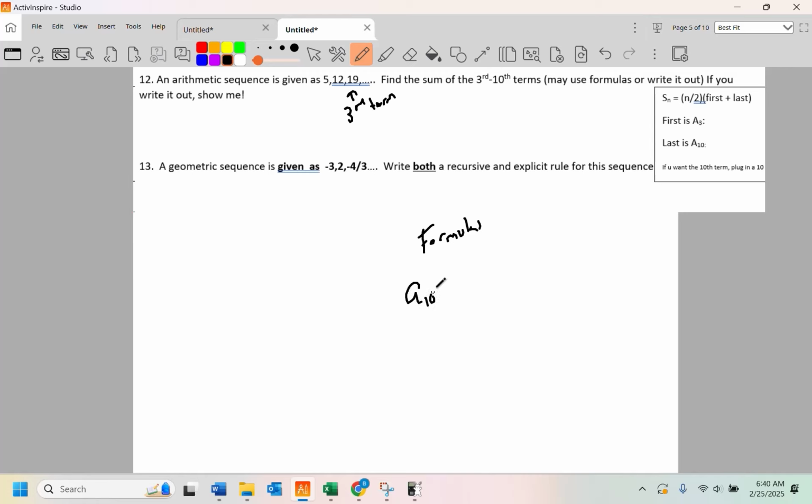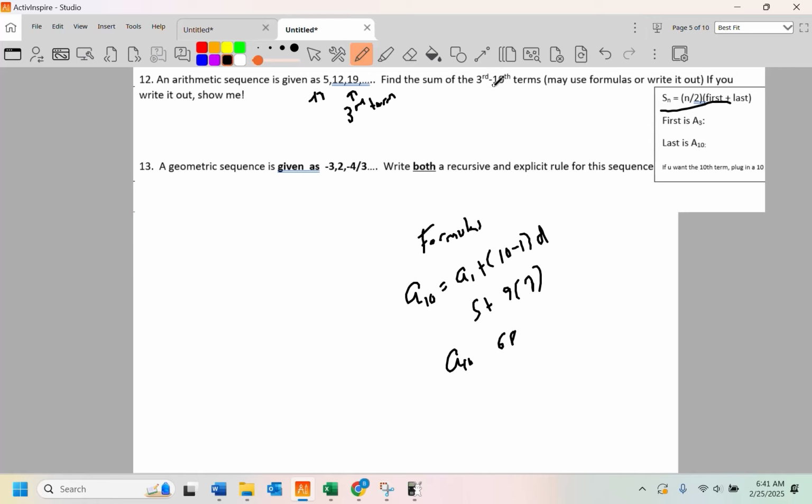If I want the 10th term, I have to take the first term. I have to let n be 10, and I have to know the difference. So the first term is 5, 10 minus 1 is 9, and the difference is 7. Looks like you're adding 7, isn't it? So 5 plus 63 is 68. Now, why did I do the 10th term? Because of this guy right here, the sum of n things.